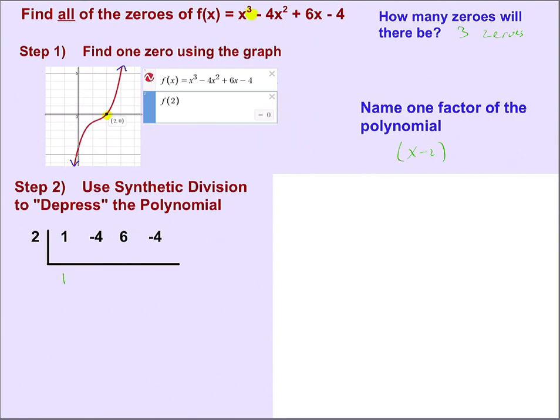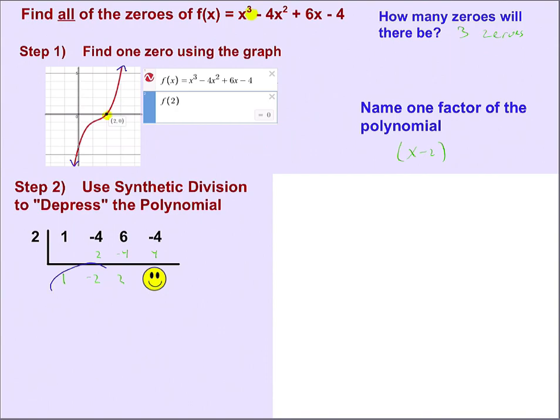Bring down my 1, 2 times 1, negative 4 plus 2. 2 times negative 2, 6 minus 4. 2 times 2. And this has to be 0. If we don't end with a 0, something is horribly wrong. We know there has to be a 0 there because we already said that x minus 2 is a factor of the polynomial. So we know x minus 2 has to go into the original cubic evenly, which means the remainder has to be 0.